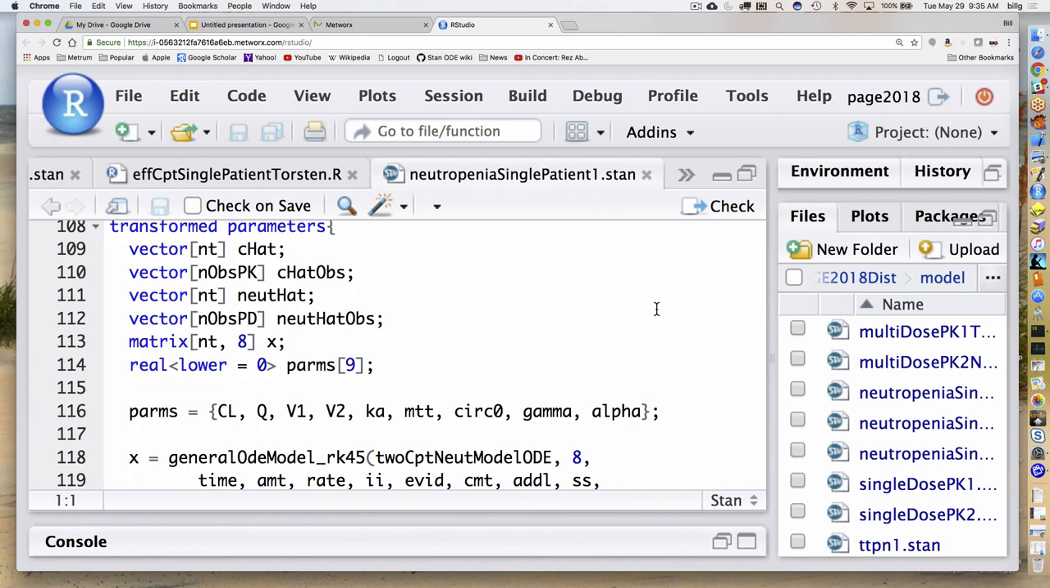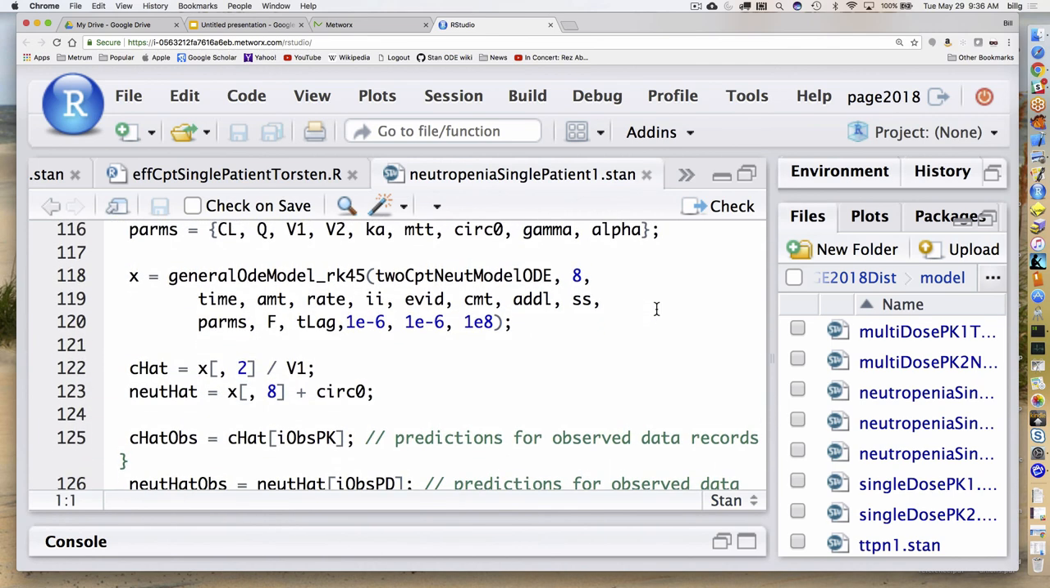And in transform parameters, most of this is the same as before. Doing the usual things of setting up a few things for holding my predicted values, my predicted amounts in each compartment, and my parameters component, where I package up all of the parameters that I want to pass.